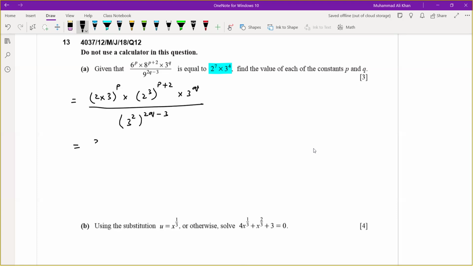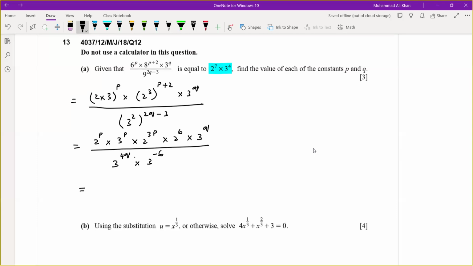So 2 power p multiply by 3 power p multiply by 2 power 3p, multiply by 2 power 3, 2 3s are 6, multiply by 3 power q divided by 3 power 2, 2s are 4q, minus multiply by 3 power 3, 2s are 6 with minus sign. ये हमने नीचे वाली पावर्स को भी ब्रेक करके लिख दिया प्रोडक्ट के साथ.